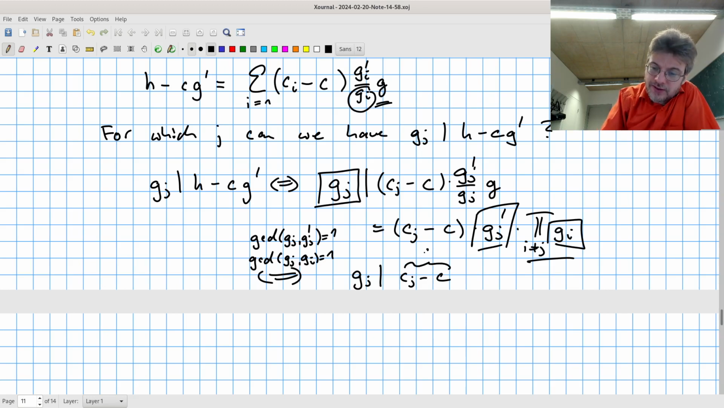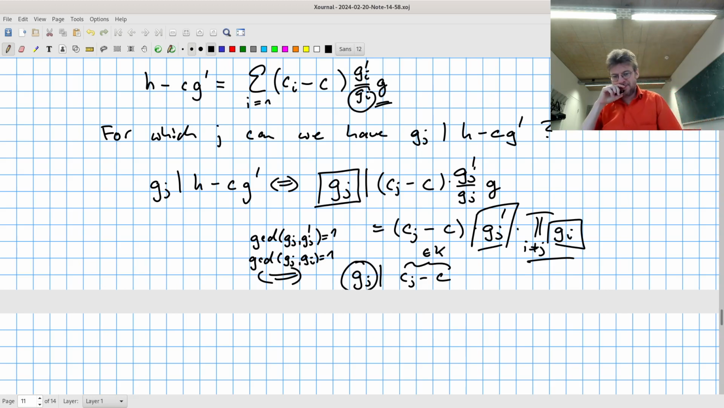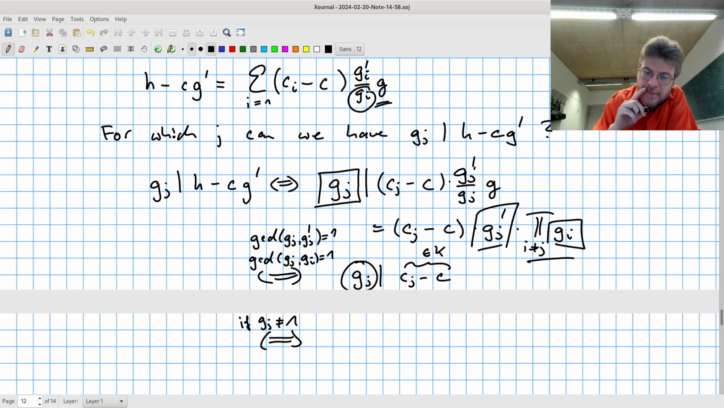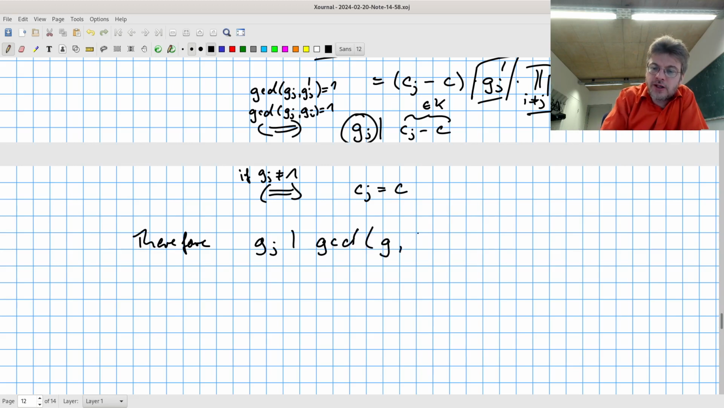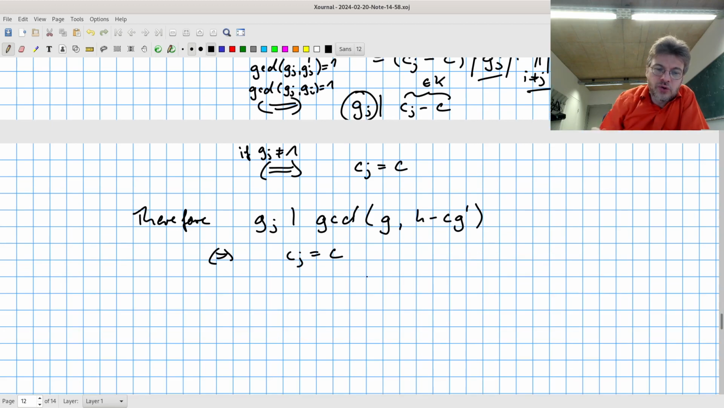Now, this is a constant here, and this is a polynomial. So under which circumstances can a polynomial divide a constant? It can only be the case if either this is also a constant or if this is 0. So if you assume that gj is not 1, then this is only the case if cj is equal to c. Okay, that's essentially the proof, because therefore gj divides this gcd of g and h minus c g prime if and only if cj is equal to c. So the claim follows.